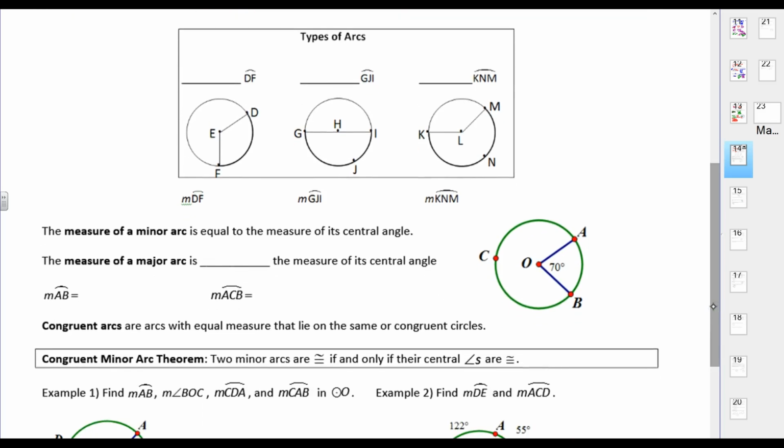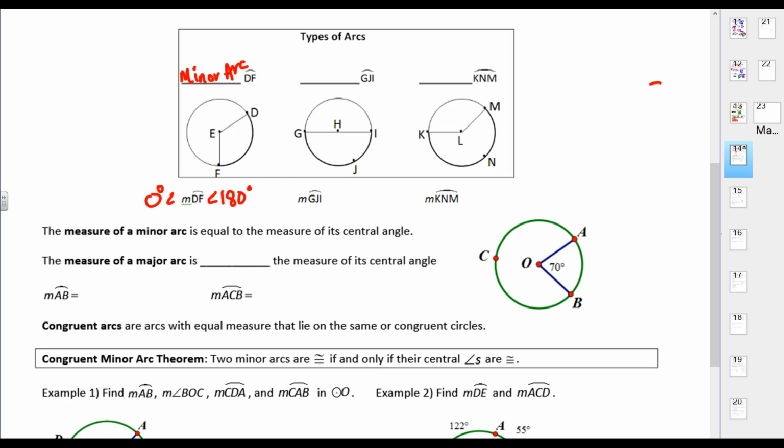So we have three types of arcs. Our first is a minor arc. A minor arc has a measure between 0 and 180 degrees. Here, arc DF is between 0 and 180 degrees. We designate minor arcs with just two letters with the arc over it.